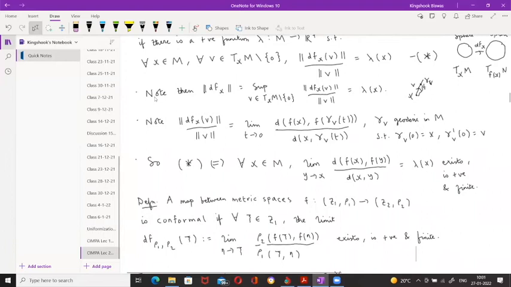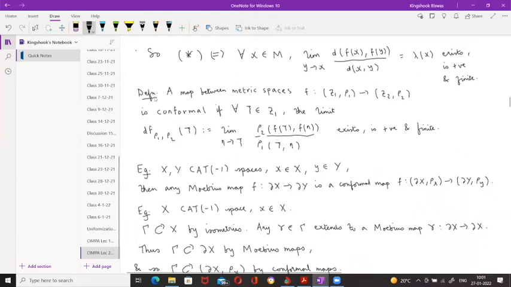So now we say a map between metric spaces f from (Z1, rho 1) to (Z2, rho 2) is conformal if for any xi in Z1 the limit, which I will call the derivative of the conformal map df with respect to the metrics rho 1, rho 2 at xi, the limit as eta tends to xi of rho 2 of f xi, f eta divided by rho 1 of xi, eta, exists, is positive and finite. So this generalizes conformal maps from Riemannian manifolds to metric spaces.